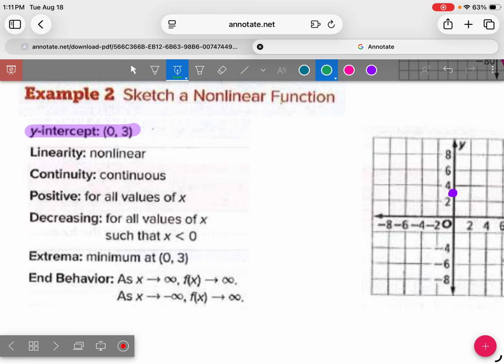When we say something like continuous, all that means is we're not going to start and stop. We're not going to have any big old jumps. We're not going to pick up our pencil anytime we're drawing. We're going to start at one end and go to the other and not pick up our pen. That's all that means.